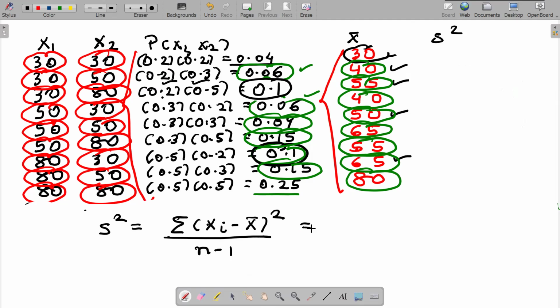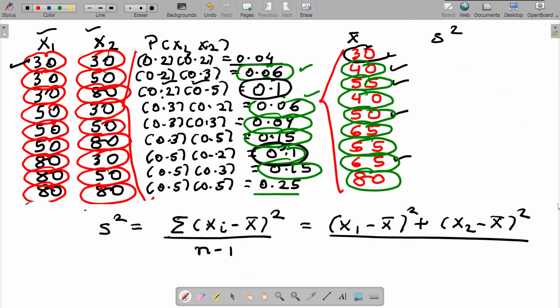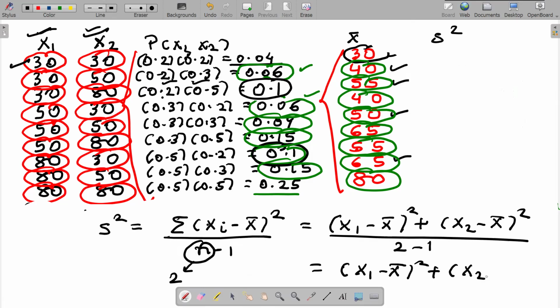That means if I apply it to x1 and x2, x1 is 30. Just for more clarity, I can write it like this: x1 minus X bar square plus x2 minus X bar square, because we only have x1 and x2, over n. N is 2, right? Because you only have 1 and 2. So 2 minus 1 is just 1. So my S square will just be x1 minus X bar square plus x2 minus X bar square. I'm repeating it because my denominator is just 1 every time, since n is 2.